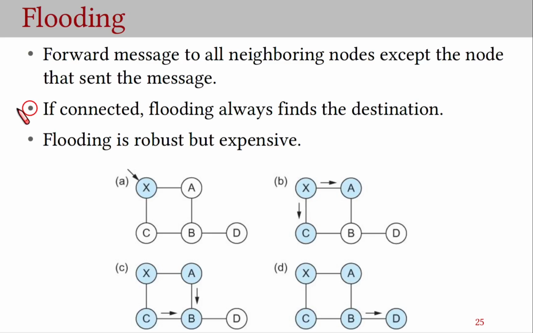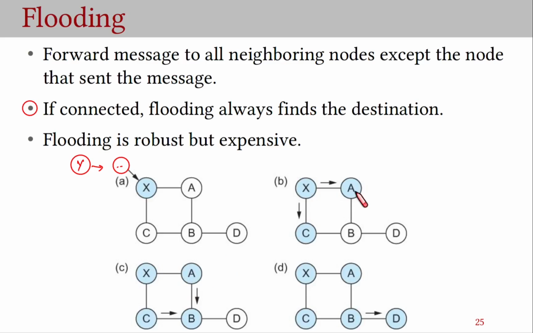Here is one example to illustrate flooding. Suppose this is a part of a network. There is some other node somewhere, let's call it node Y, and it sends a message, and this message arrives at node X. As the rule of flooding says, X is going to forward this message to all its neighbors except for the neighbor that sent the message. So X is going to forward that message to its neighbors A and C. We are going to show the nodes that have received the message in blue.